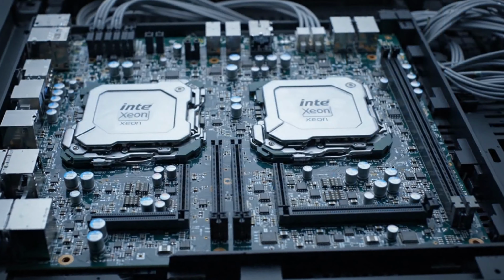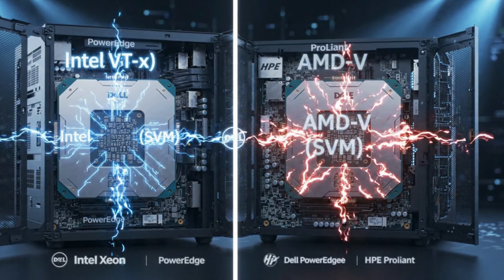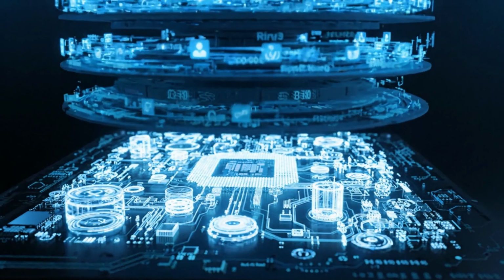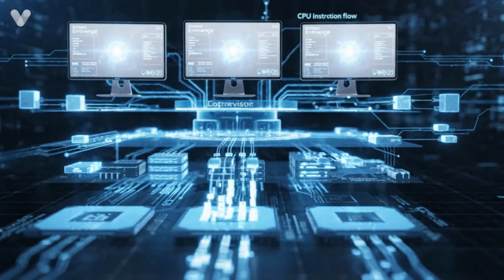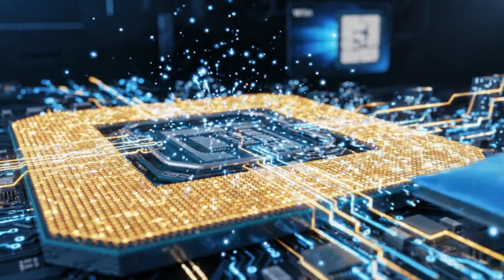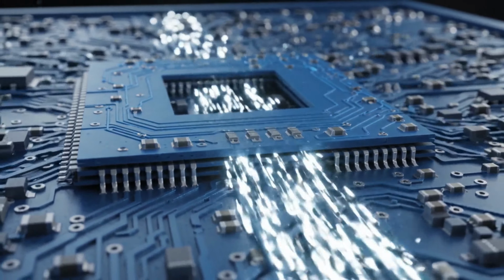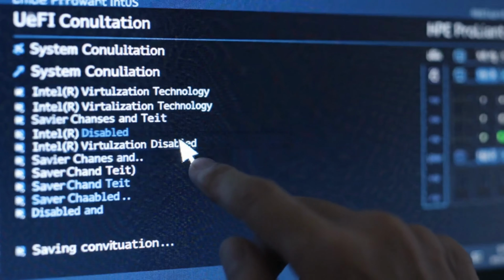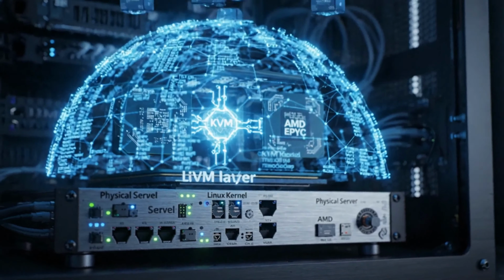KVM would not be possible without hardware virtualization support provided by modern processors. Intel introduced Intel VT-x, while AMD introduced AMD-V, also known as Secure Virtual Machine or SVM technology. These processor extensions introduced a new privilege level, commonly referred to as Ring 1, which allows a hypervisor to execute virtual machines securely while maintaining complete control over hardware resources. Whenever a guest operating system attempts to execute privileged instructions, the processor automatically transfers control to the hypervisor through hardware virtualization mechanisms. This significantly reduces the performance overhead associated with traditional software-based virtualization while improving both security and efficiency. Without Intel VT-x or AMD-V enabled in the system BIOS, KVM cannot function as a full hardware-assisted hypervisor.